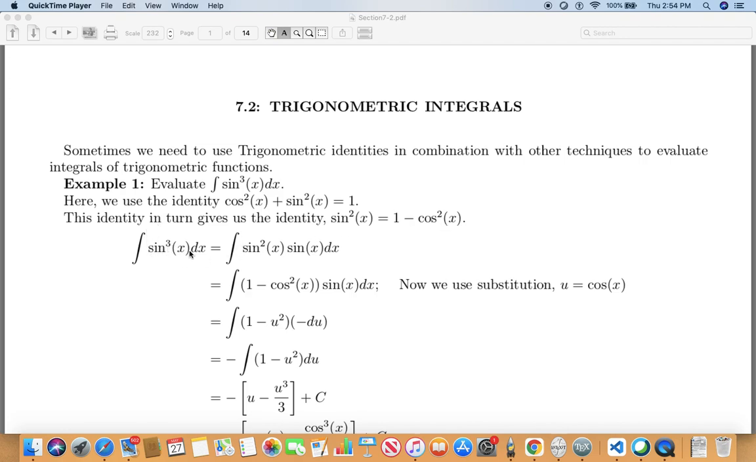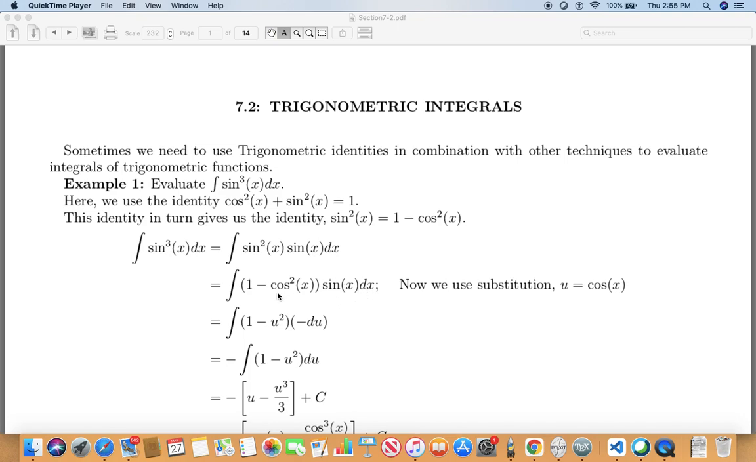Integral sine cubed x, that's the original question, is integral sine squared x times sine x dx. So I split the 3 as a power of 2 and a power of 1. Now that power of 2, we are going to replace it by 1 minus cosine squared x. So integral 1 minus cosine squared x times sine x dx.